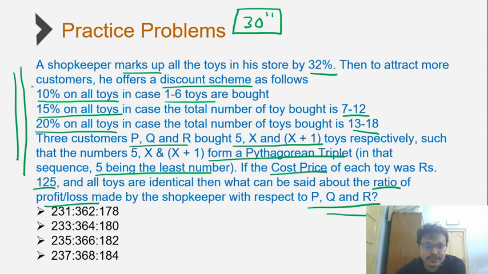So try solving this, everybody. Remember, the discount percentage applies for all toys based on the number of toys purchased, whether it falls in the 1 to 6 range, 7 to 12 range or 13 to 18 range.